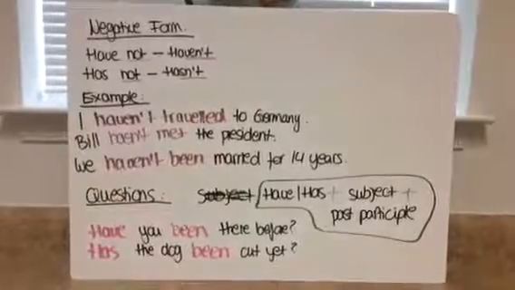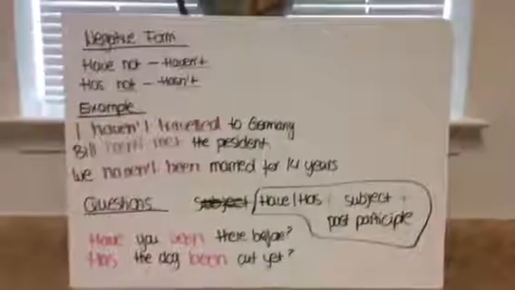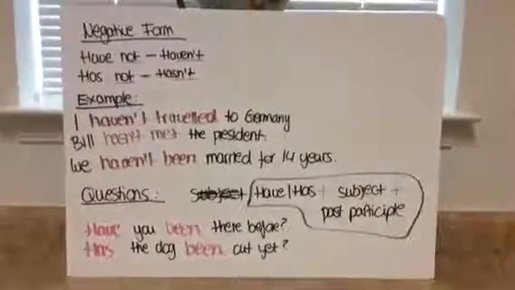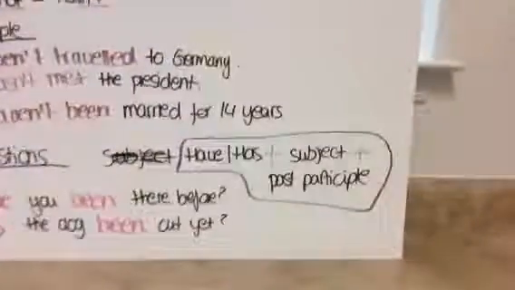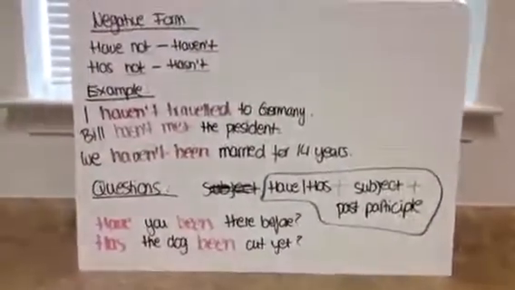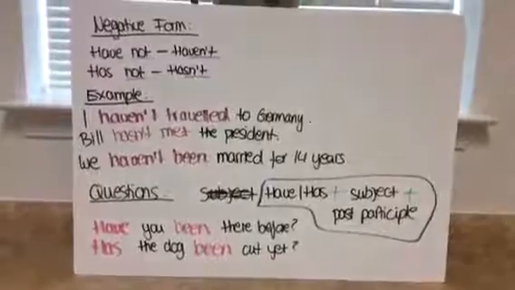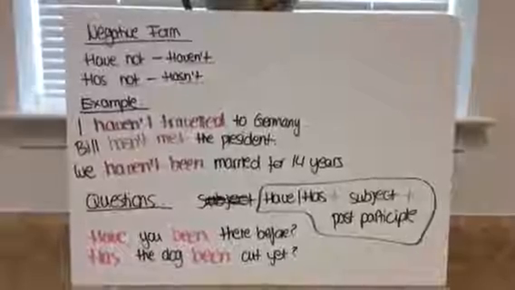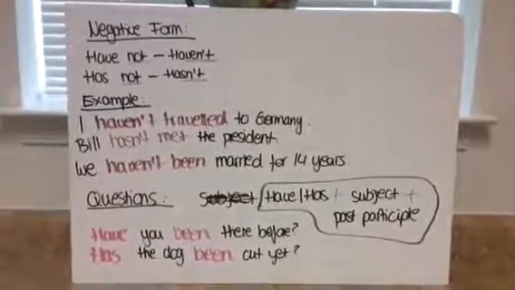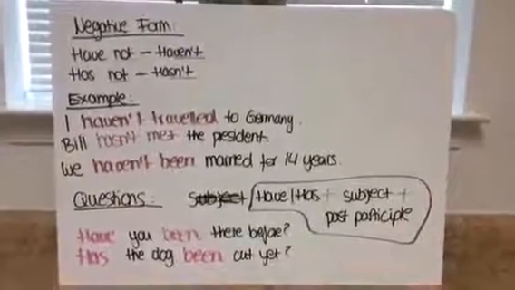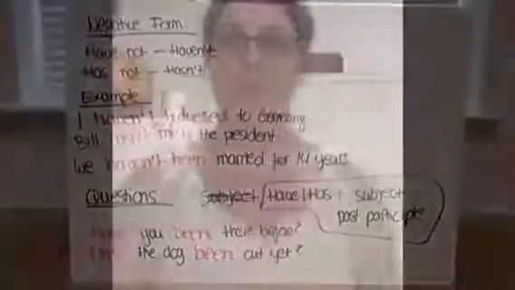in the other examples. Now, we also have questions that we can form. So the structure for that would be have or has plus the subject plus past participle. An example: have you been there before? Or has the dog been out yet? So we have or has, the subject, the third form past participle, and that would be it.